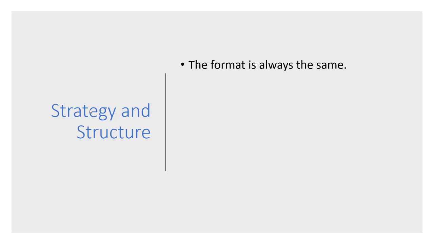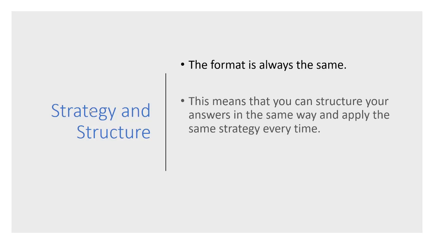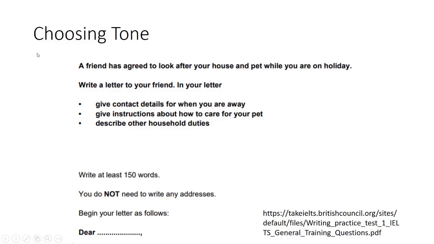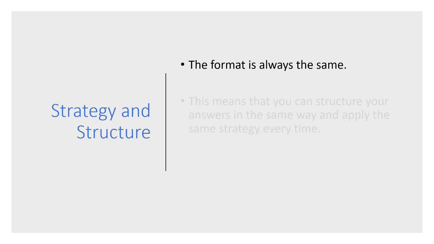Strategy and structure. So the format is always the same. This means that you can structure your answers in the same way and apply the same strategy every time. So remember, we talked about before where it always gives you background information, tells you who you're writing to, and then gives you 3 bullet points. That is really good for us because what we can do is come up with a strategy, come up with a structure, and apply that to any Task 1 General Training question.